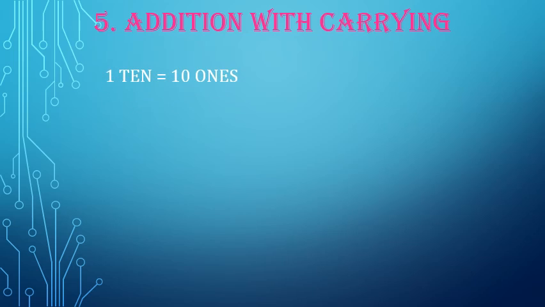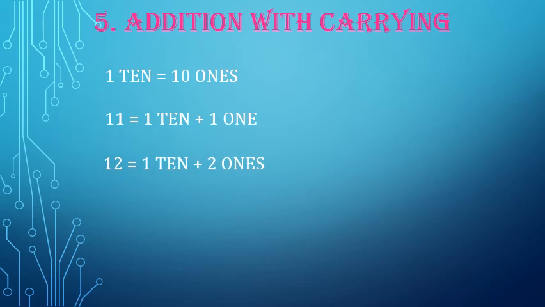You already know that 1 ten is equal to 10 ones. Now we will see 11 is equal to 10 plus 1, and 10 means 1 ten. So 11 is equal to 1 ten plus 1 one. 12 is equal to 1 ten plus 2 ones. 13 is equal to 1 ten plus 3 ones.